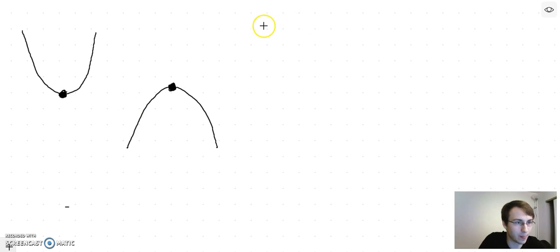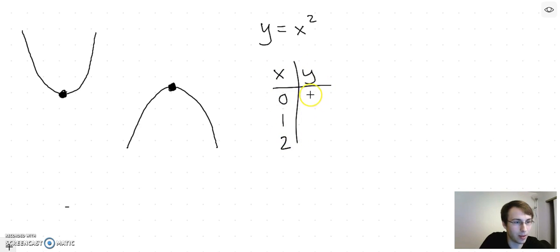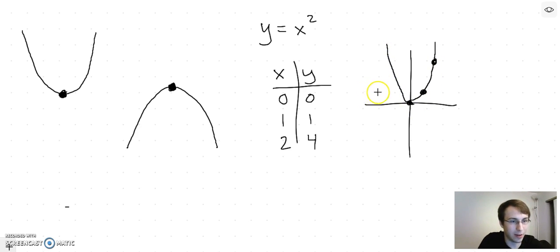So, for example, something we did previously was y equals x squared. Well, in this case, the vertex point is just 0, and then we can make a table x, y, 0, 1, 2, y is 0, 1, 4, and when we graph that, 0, 0, 1, 1, 2, 4, then we can just mirror it on the other side. That wasn't the best mirroring. Alright, that's a little bit better.